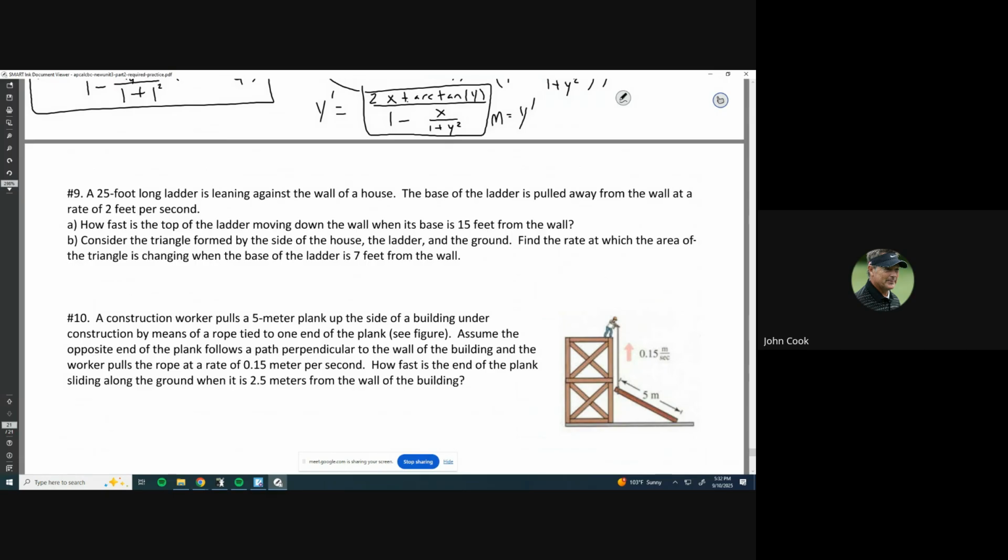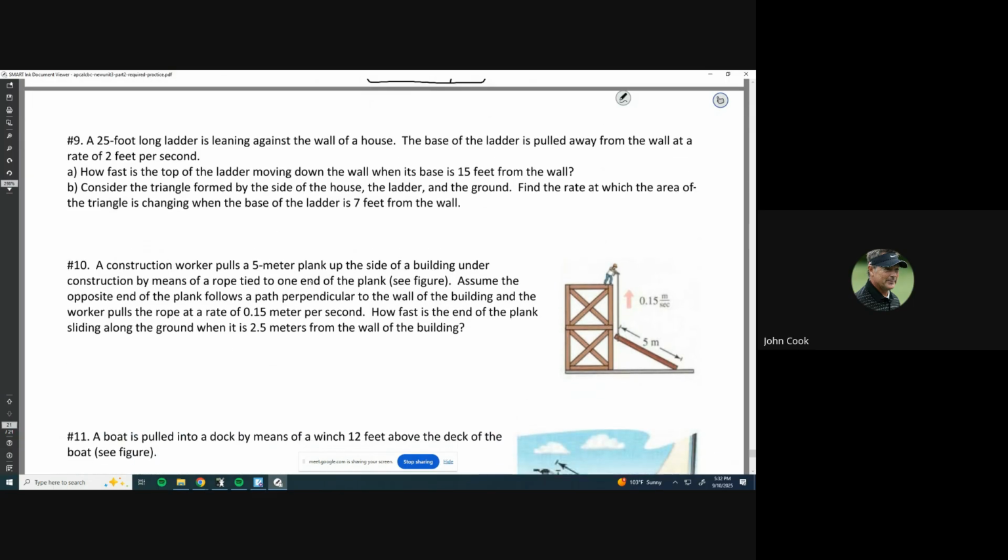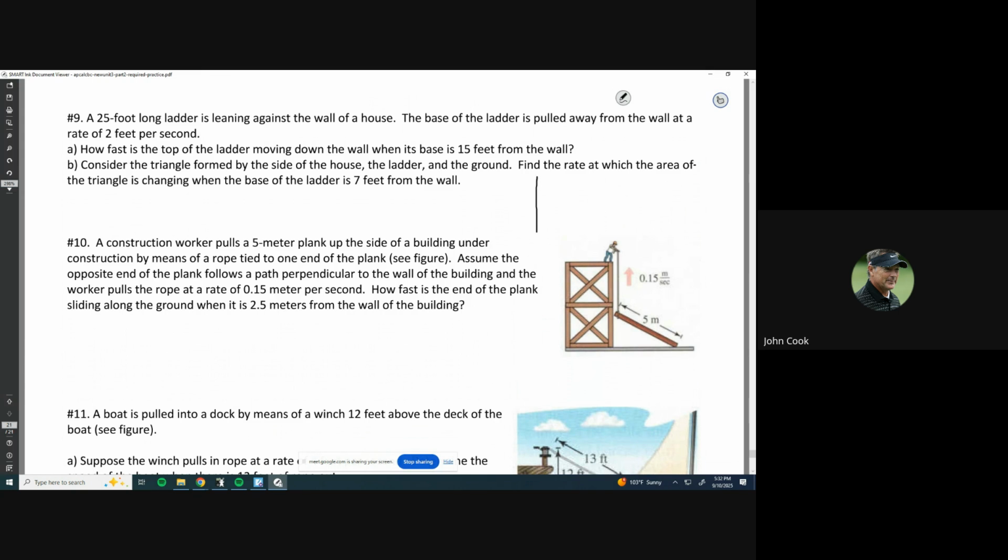A 25-foot long ladder is leaning against the wall of a house. The base of the ladder is pulled away from the wall at a rate of 2 feet per second. This is a pretty common type of problem that we've seen. So triangle and ladder, it's fixed at 25. And then the rate of change for how fast it's going away from the wall is going to be 2 feet per second. So that's like in the x direction.